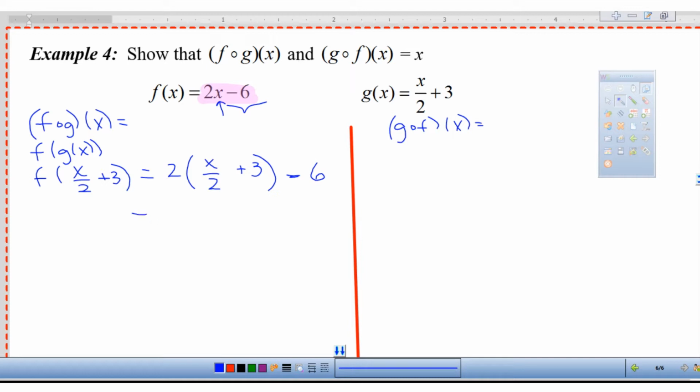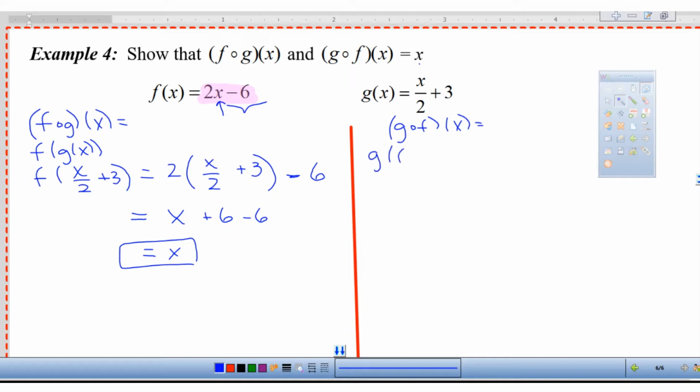Let's distribute the 2. Can anybody tell me what happens when I multiply 2 by x over 2? What do I get? The 2 on the top cancels with the 2 on the bottom, and you just get an x, right? Then 2 times 3 is a 6, minus 6. Look how sweet. We're done. 6 minus 6 goes away, and you just get an x, which is what they were asking me to show. Okay? Let's do the next one.